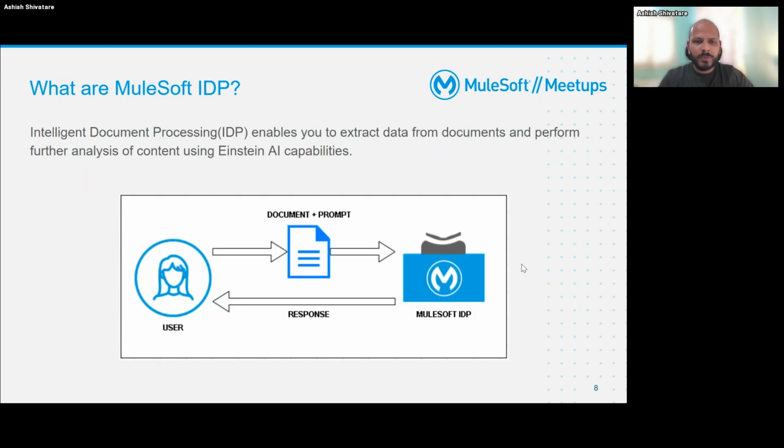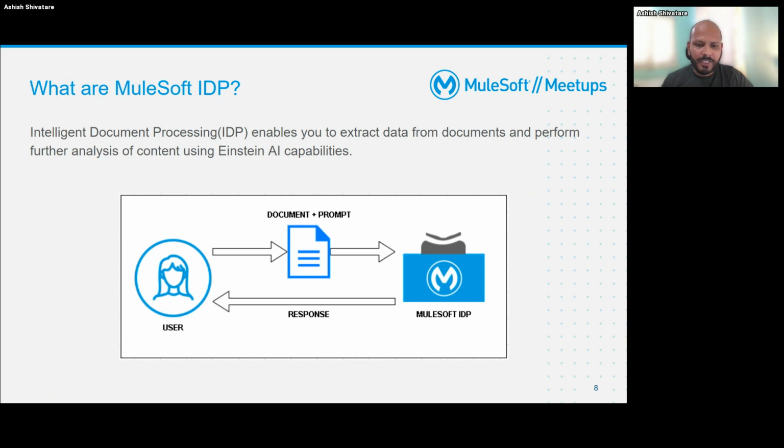So, what is MuleSoft IDP? Now we have learned what prompts are, we can move on to MuleSoft IDP. Again, intelligent document processing. It enables you to extract data from documents and perform further analysis of content using Einstein AI capabilities. So a user has to send in a document.